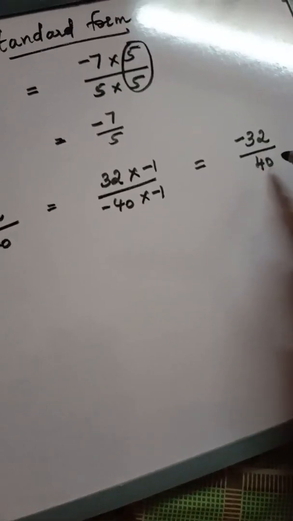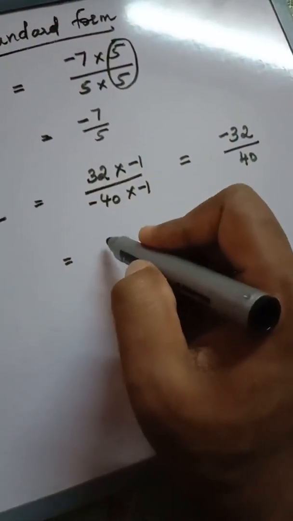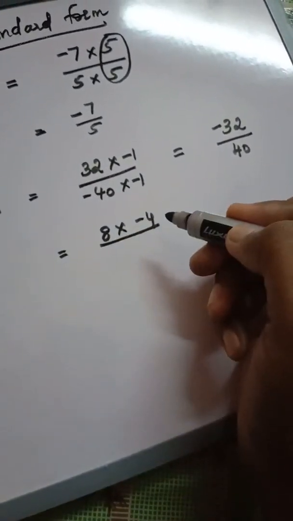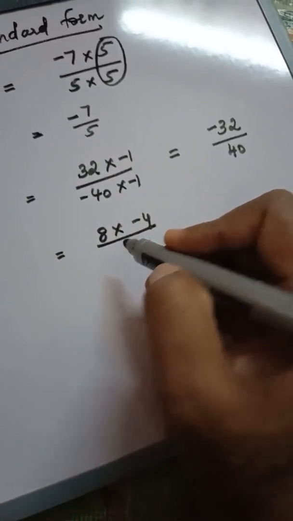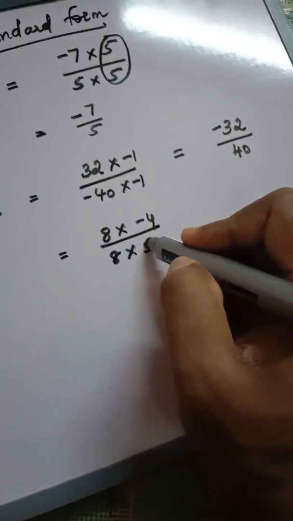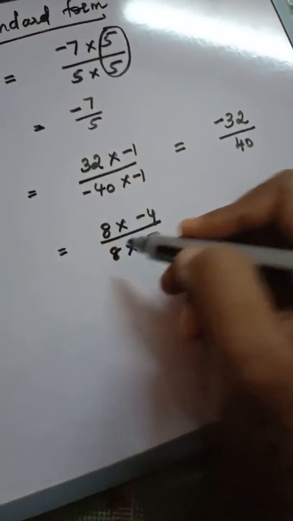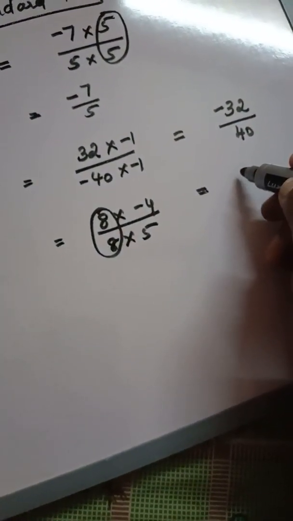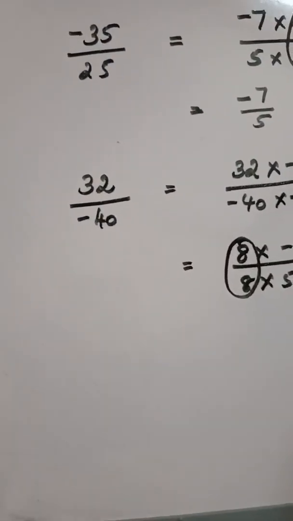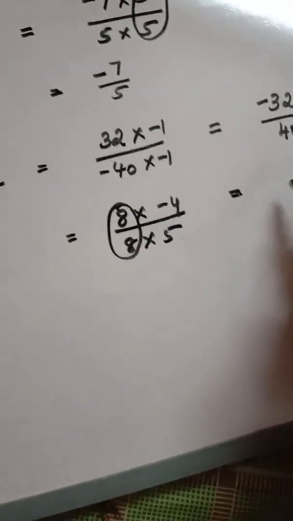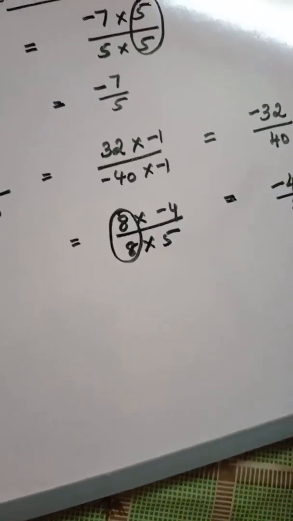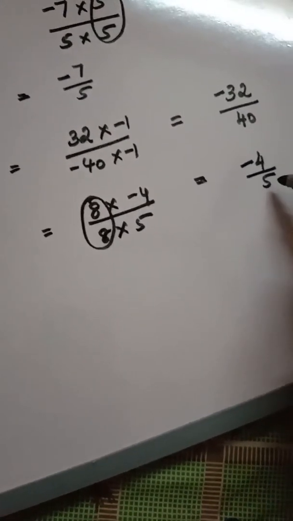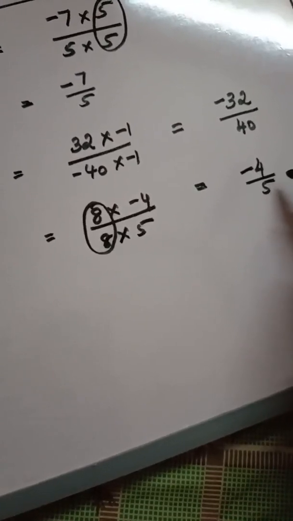Now we have to cancel the common. We can write minus 32 as 8 multiplied by minus 4, and 40 we can write as 8 multiplied by 5. Now we can see that 8 is common. So after cancelling the common, we can express the given rational number minus 32 upon minus 40 as minus 4 upon 5. Here minus 4 and 5 don't have anything common other than 1, and 5 is a positive integer, hence it is in standard form.